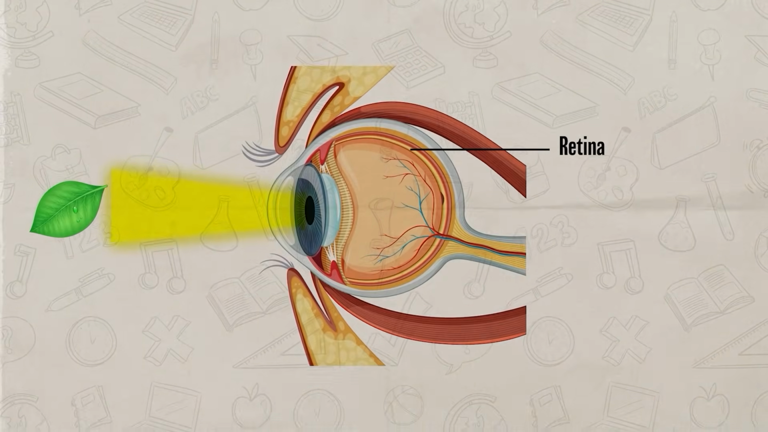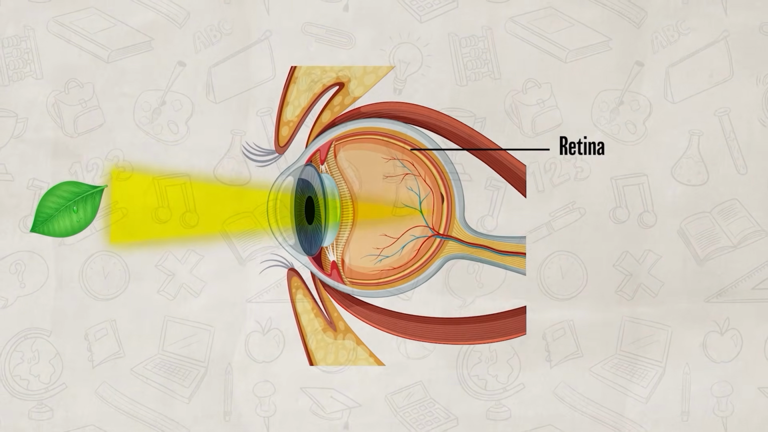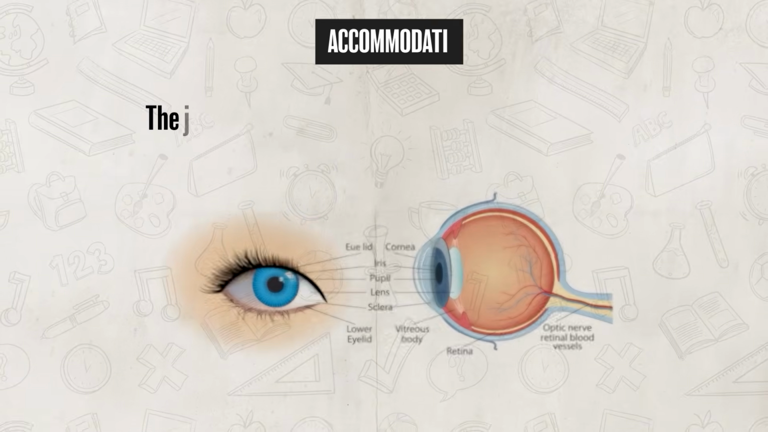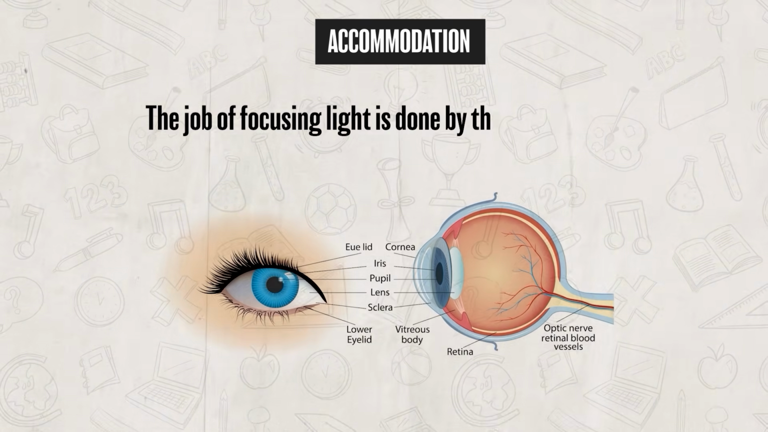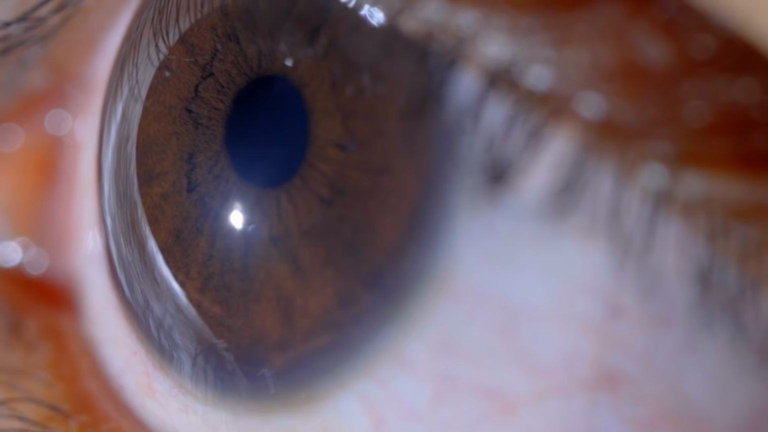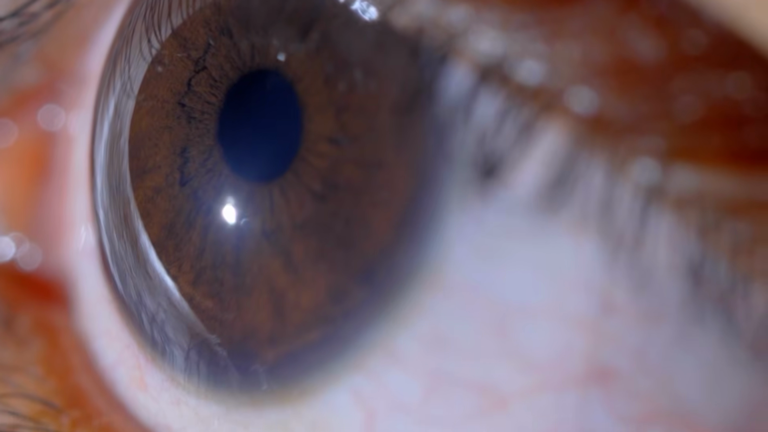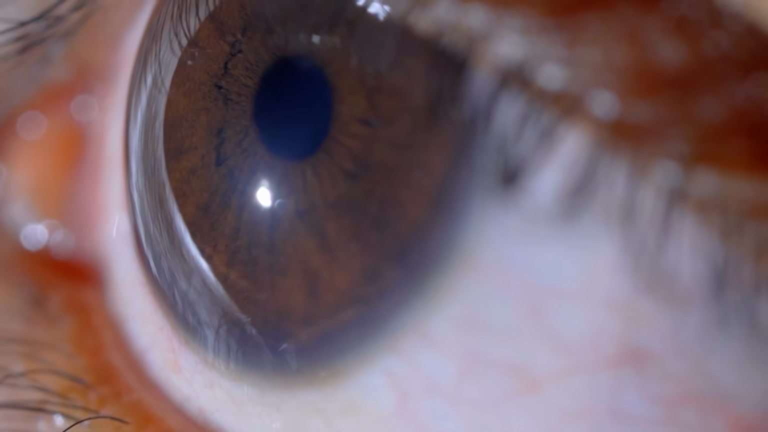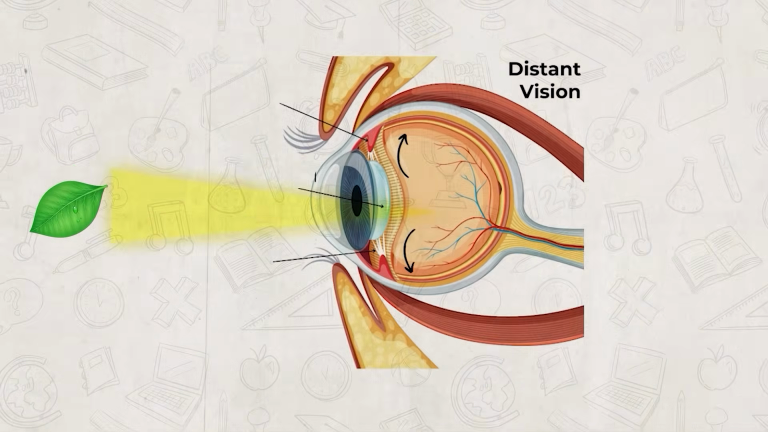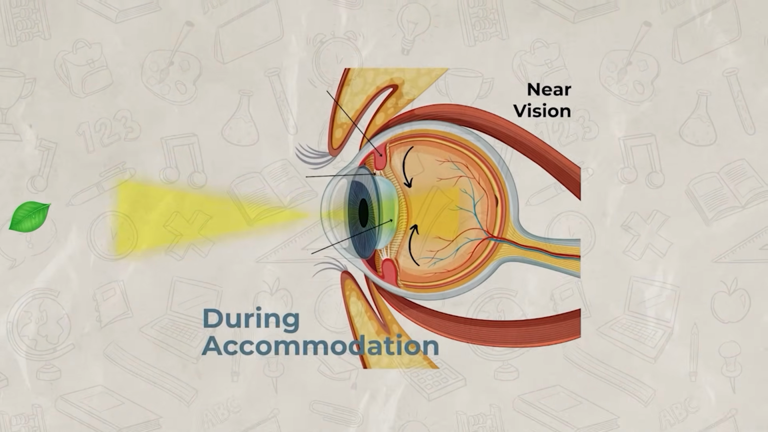Okay, so when light enters your eye, it needs to be focused onto the retina. This is what allows you to clearly see. The job of focusing the light is done by the lens, and it's a process called accommodation. This is when the lens actually changes shape to help focus light depending on how far away the object is. If the object is close, then the lens gets thicker, and if it's farther away, the lens gets thinner.